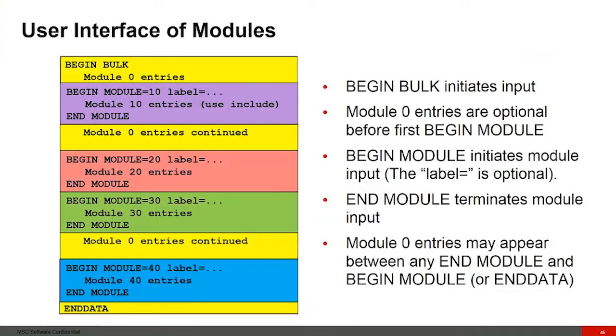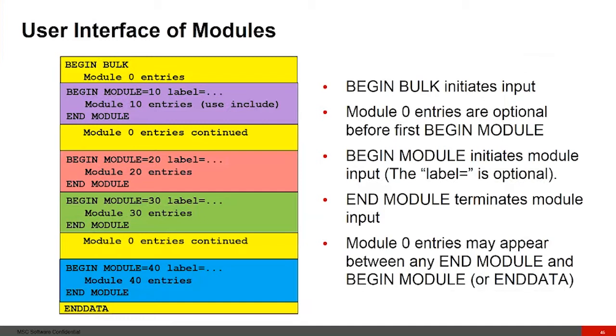Another benefit of having modules is that you don't have to worry about the duplicate grids. So it is okay to have duplicate grids in every module. Here we can see a section of the input file, the bulk data section, which has the meat of your analysis. The bulk section starts with the begin bulk, and the modules all start with the begin modules.